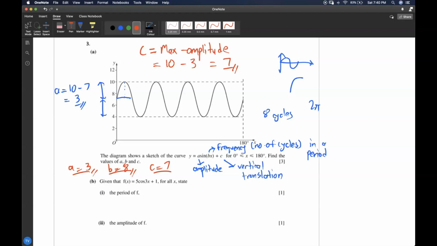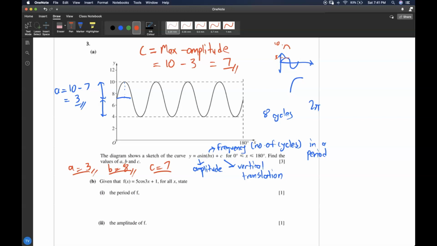So let's look at the basic graph. In the basic graph, if my amplitude was 3, and if I move up 7 times, or 7 points upwards, I'm going to get my maximum as 10. Okay, so that's why that's 7, and that's the reason why we took the maximum minus the amplitude.